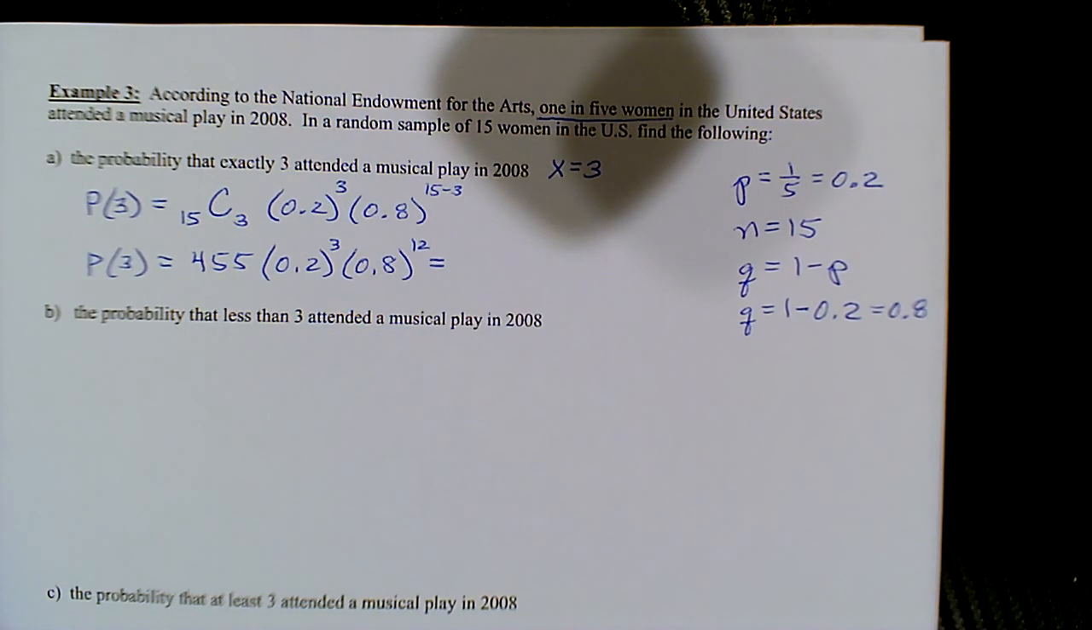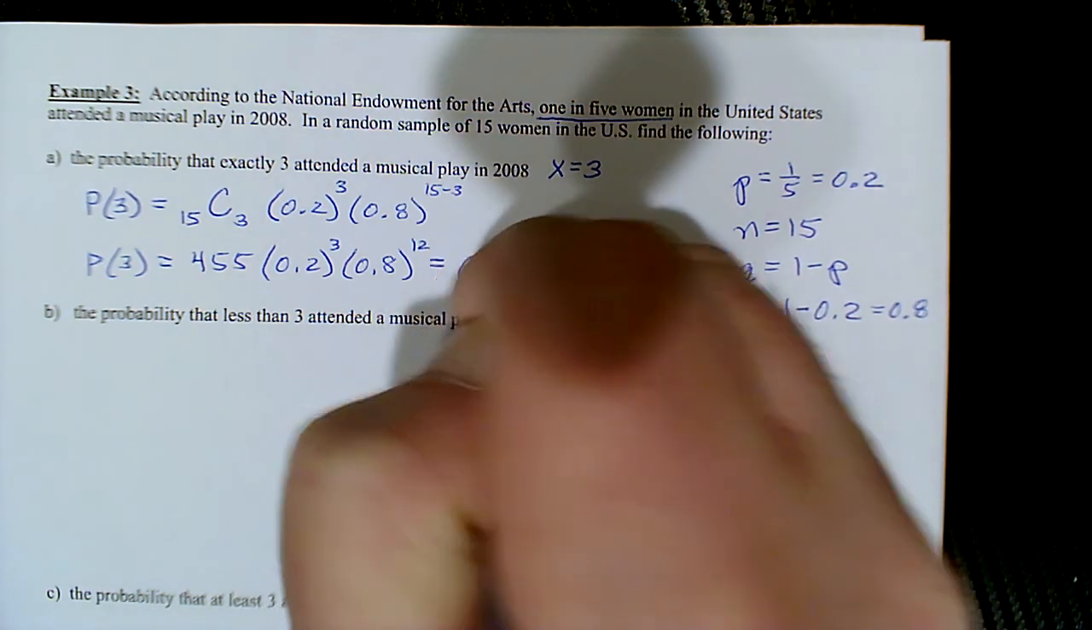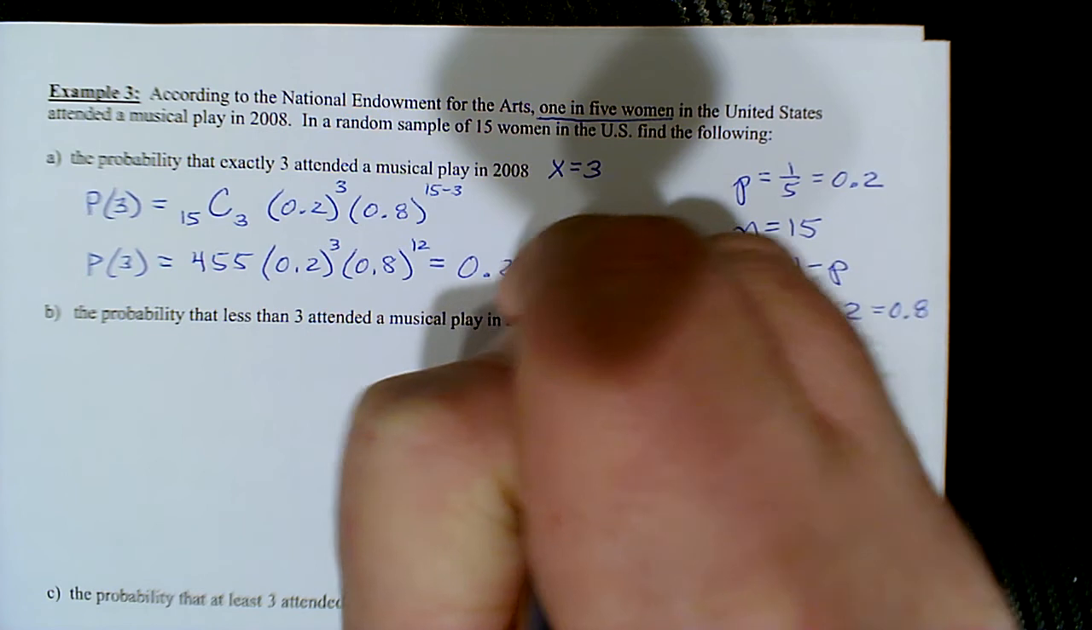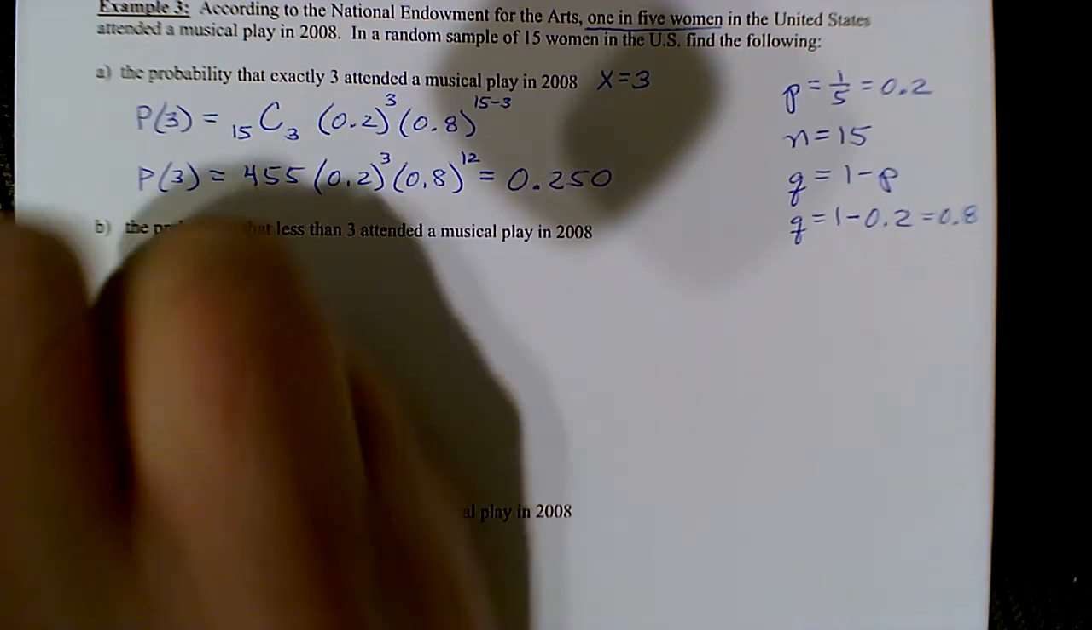Okay, so you know the keystrokes from the last example, so just follow along with that. And we have 455 times 0.2 raised to the third times 0.8 raised to the 12th. And that goes to the nearest thousandth, 0.250.